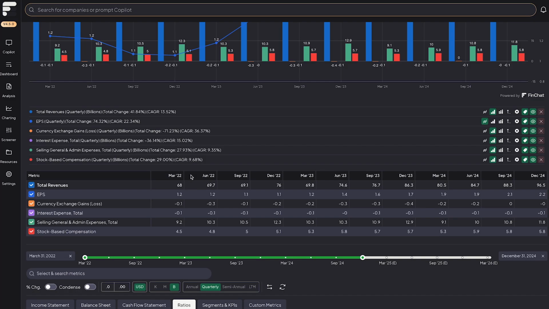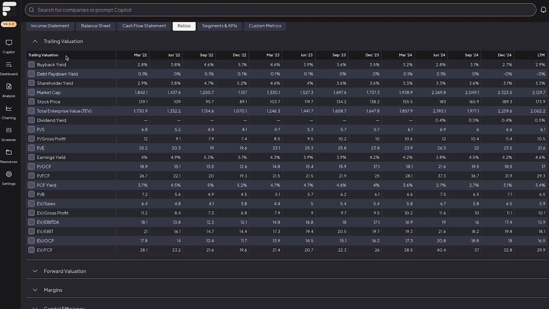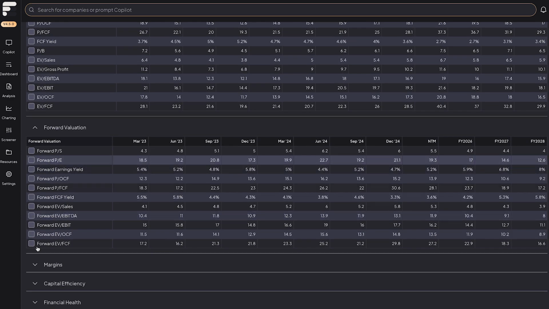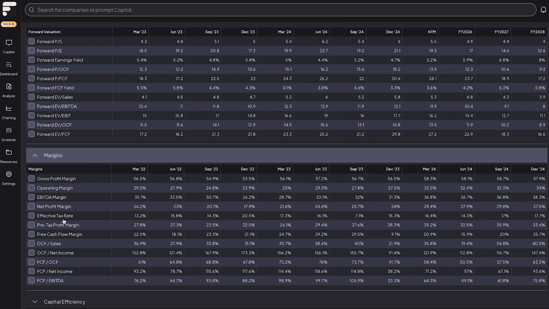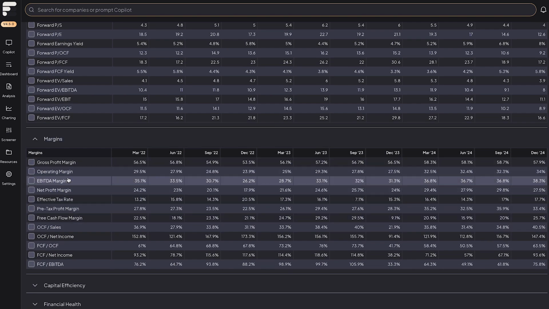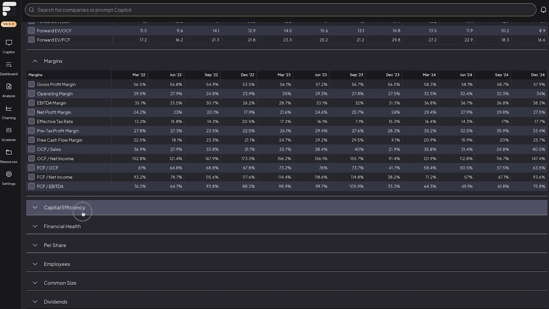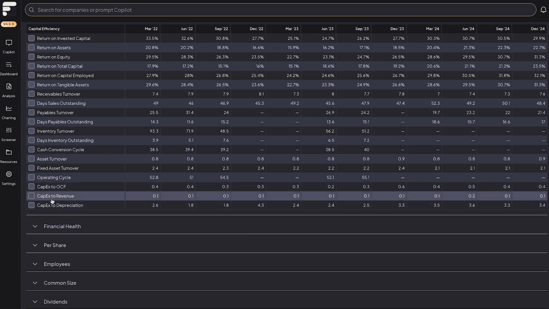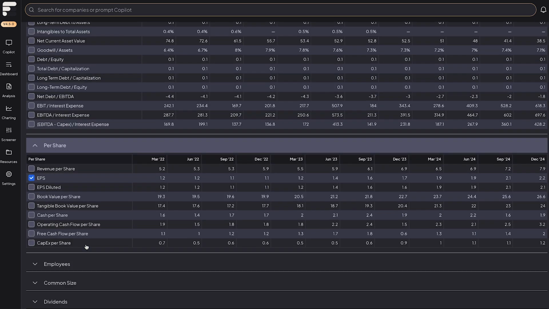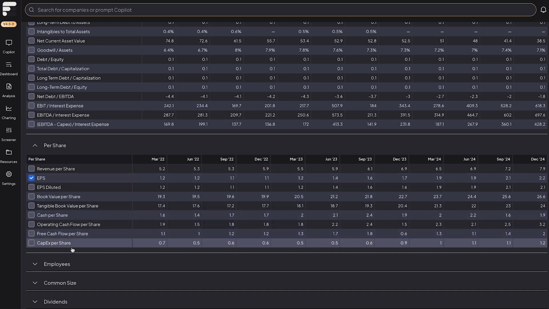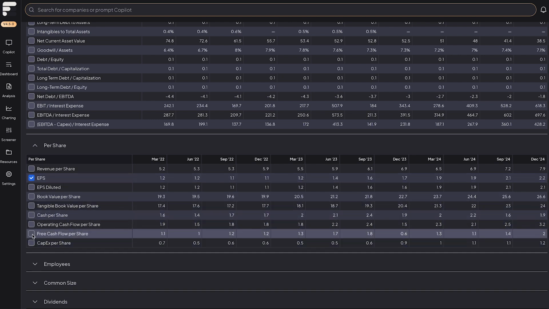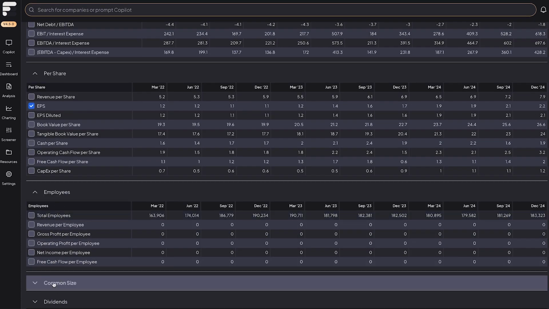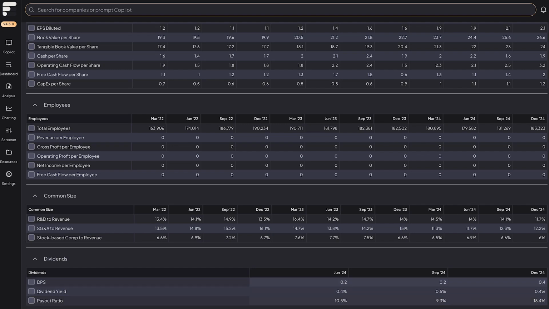Ratios is a very good tab because there's a lot of trailing valuations that I can see. So for example, if I want to see the trend in the PE ratio, I can see that. Price to sales ratio. I can look at the forward valuations as well, such as these values over here. I can see the margins. So the EBITDA margin is the most important one I look at, and the operating margins. You've got the capital efficiency, all of these things that you can just have a look at. You could see the capital expenditure, the current and the quick ratio. You've got per share, so you can see how much capex per share is happening. You could see the free cash flow per share. There's also the number of employees, the common size. You've got dividends as well.